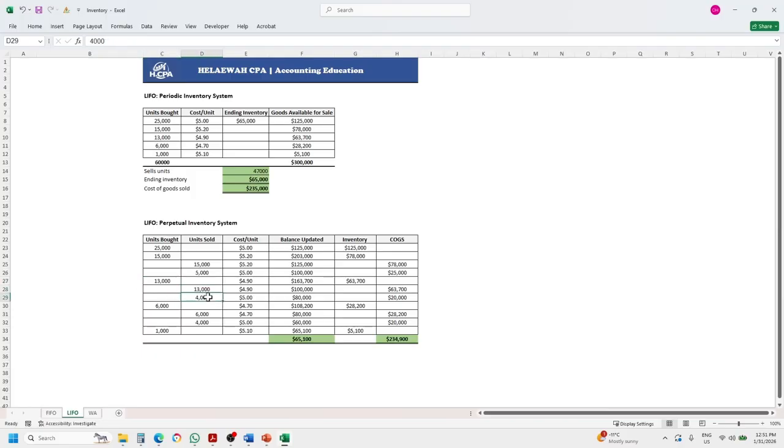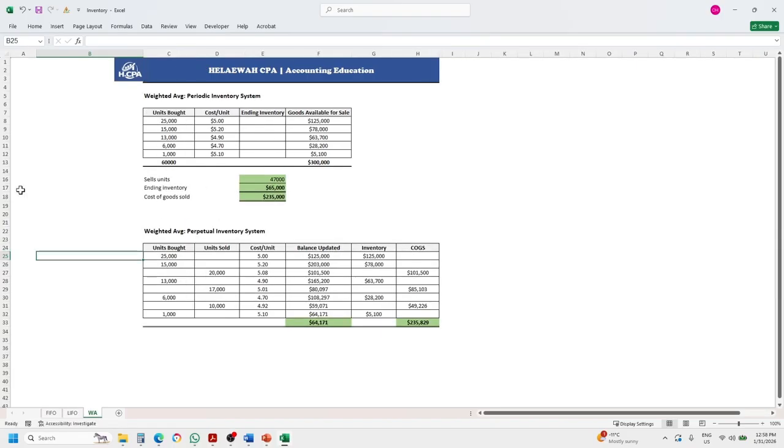We sell 4,000. Now we go back to what's left here. We buy 6, we sell 6, we take the 6 from here. We sell 4, this is done, this is done, this is done, we take from here. And then at the end, we buy 1,000. As you see, the ending balance and the cost of goods sold are slightly different in LIFO because in periodic we start from here, but in perpetual we start after each transaction is updated.